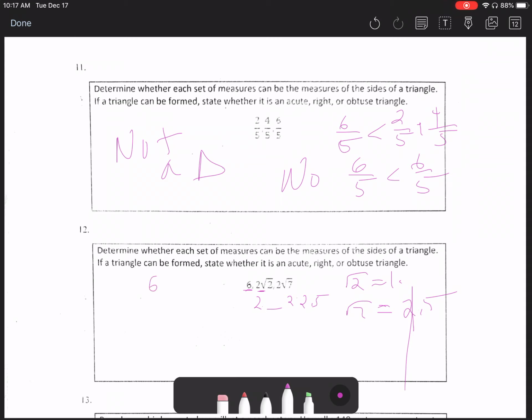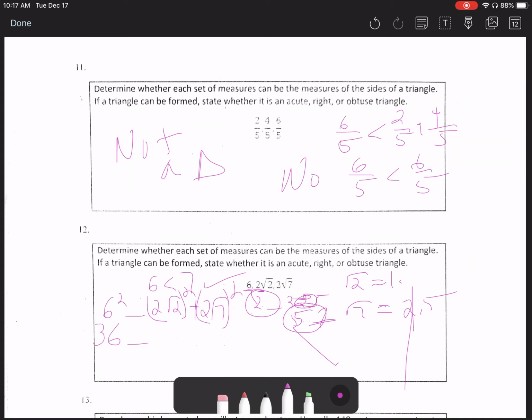So I say, okay, is 6 less than 2 point something plus around, let's say 2 times radical 7 is around 5 point something. I don't know what it is. So this is around 2, this is around 5, and so it is less than. Okay. And then we do Pythagorean theorem trick. What is 6 squared what to 2 radical 2 squared plus 2 radical 7 squared.